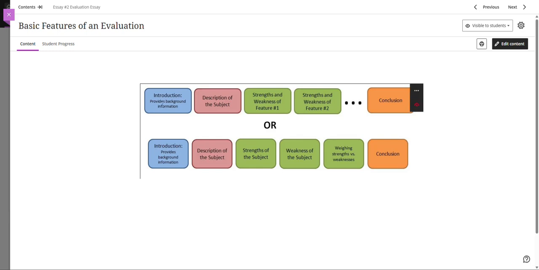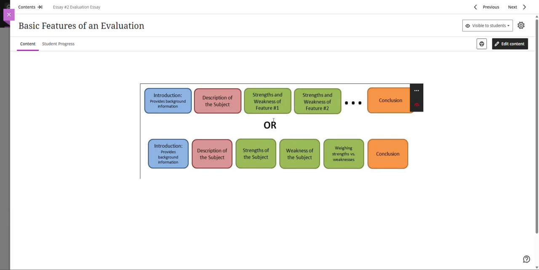Both of them have the introduction, where you're introducing your subject and you are giving your thesis statement at the end of the introduction. Both of them have the description of subject, again, where you're going to actually talk about what it is that you're talking about, just a brief summary of the topic. And then you're going to have your strengths and weaknesses features. And this is where the two versions kind of differ.